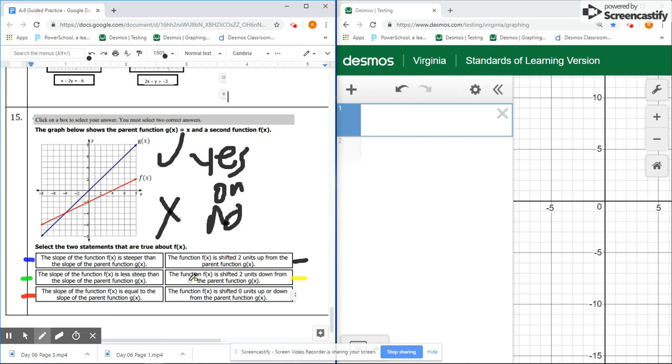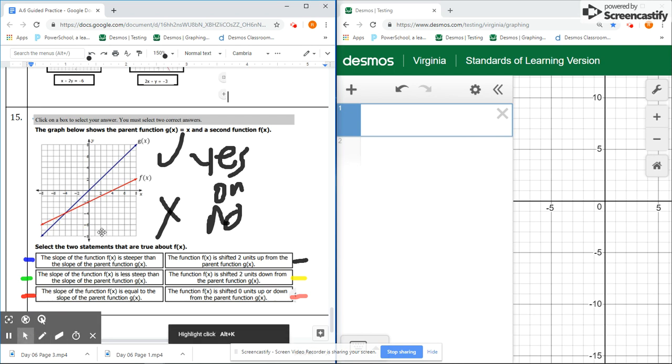Okay, option 5. The function f of x is shifted 2 units down from the parent function. So we start at the parent function g of x. If we were to shift this blue line down 2, would it be the red function? Yes or no? And the last one here, the function f of x is shifted 0 units up or down from the parent function. So if we take the parent function g of x, we would get the red function by shifting 0 units up or down. It would just be not shifted at all. Is that yes or no?